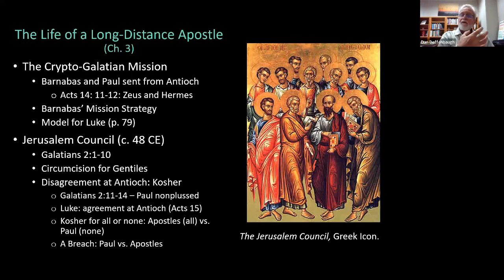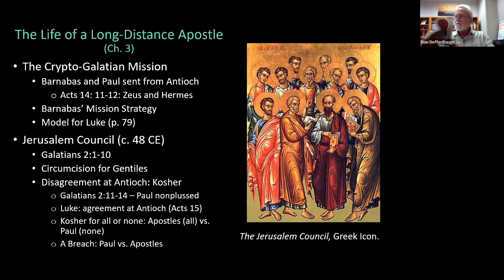Luke had access to traditions about Paul and Barnabas. He did not have the same access to traditions about Paul on his own. So what he did is he filled out those traditions with the model that he had close at hand. But is that what Paul did when he was on his own independent mission? And first of all, how did he finally gain that independence?